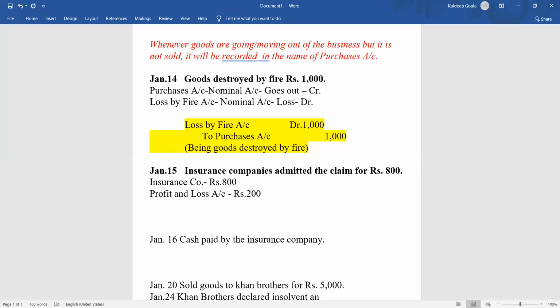So insurance company will be 800, then profit and loss account will be 200. Now since from this 1000 rupees we have got 800 and 200 we have already closed, there's no requirement of loss by fire account, so we will close this account.